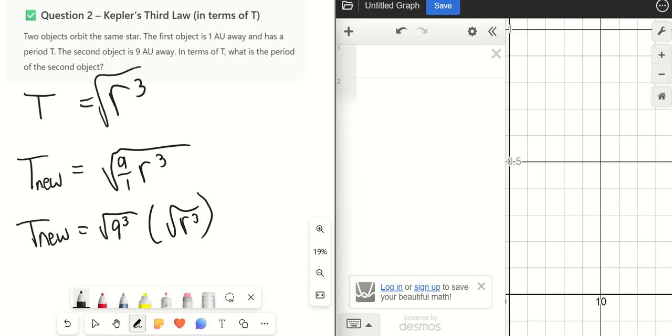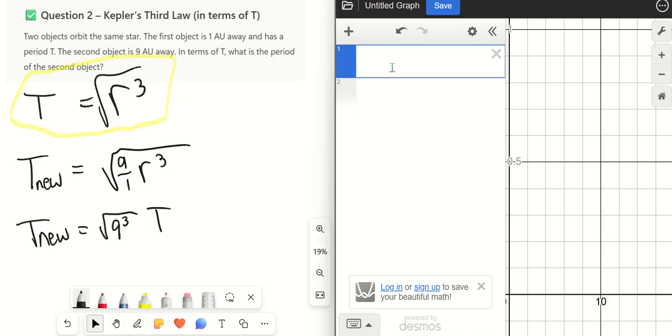root r cubed. And anytime I see this right here, it's the same thing as my initial period. So what I'm going to do is replace this and put this as the original period. Okay, so I'm going to come over to Desmos and put SQRT, and now this is going to be 9 cubed, and this tells me that it's going to be 27 times greater than my original period.